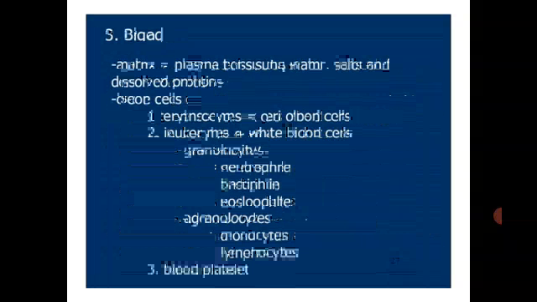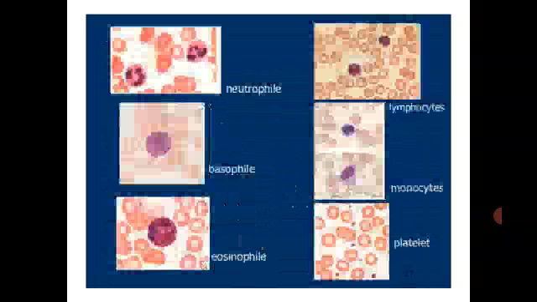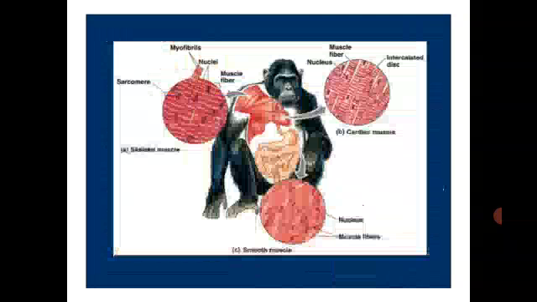Blood: plasma consisting of water, salts and dissolved proteins, and different types of blood cells, that is erythrocytes, leukocytes and blood platelets. Erythrocytes are also known as red blood cells. Leukocytes are also known as white blood cells. Granulocytes and agranulocytes are two types of leukocytes. Granulocytes consist of neutrophils, basophils, eosinophils, while agranulocytes are monocytes and lymphocytes. Here you may see different types of blood cells.